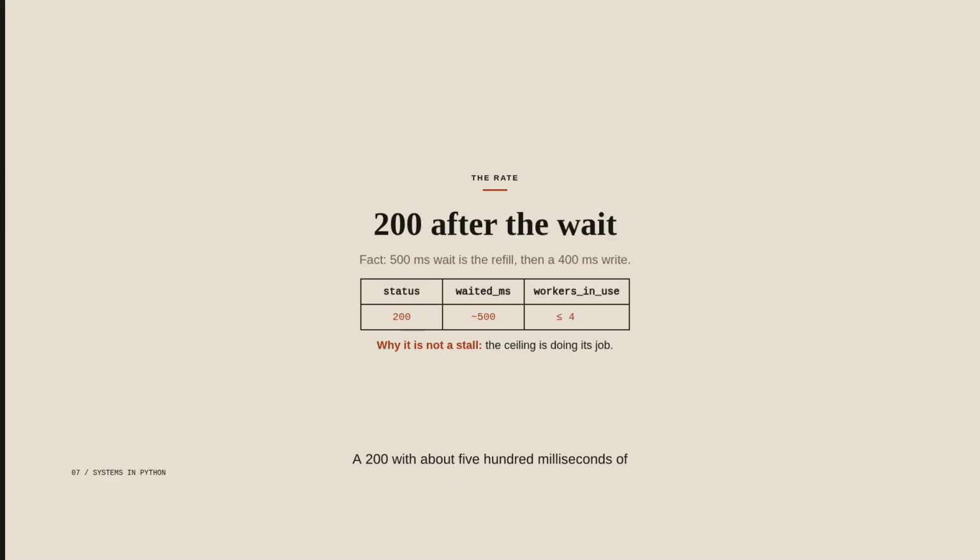A 200 with about 500 milliseconds of wait is the rate working. The request spent a token that had to refill. The write then held a worker for about 400 milliseconds. That row is success under the ceiling, not a stall. 500 milliseconds is the rate, and 400 milliseconds after that is the write.